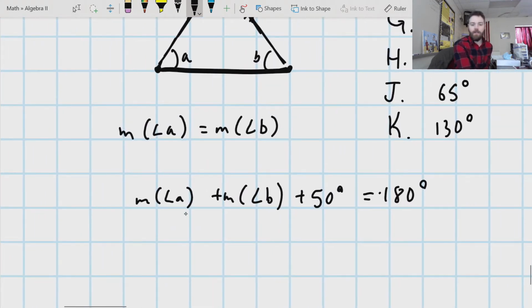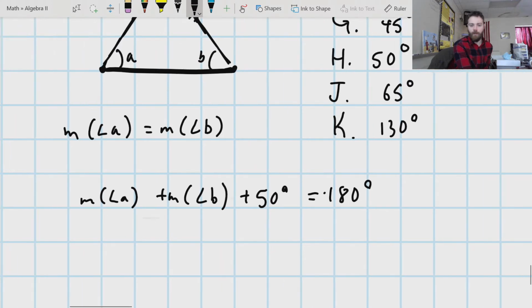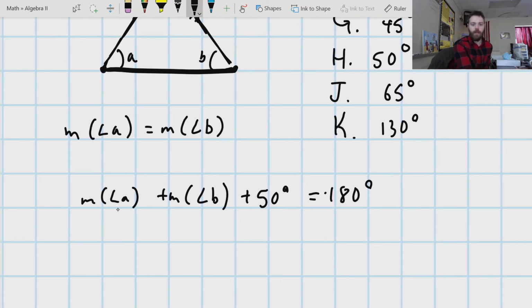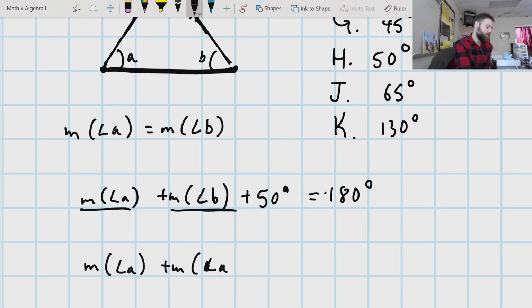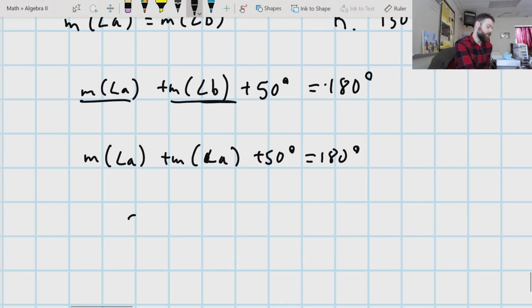But because the measure of angle A and the measure of angle B are equivalent, I can actually write the measure of angle B as the measure of angle A. So I'm going to substitute that in. So the measure of angle A plus the measure of angle A plus 50 degrees equals 180. So what I've got here is 2 times the measure of angle A plus 50 degrees equals 180.